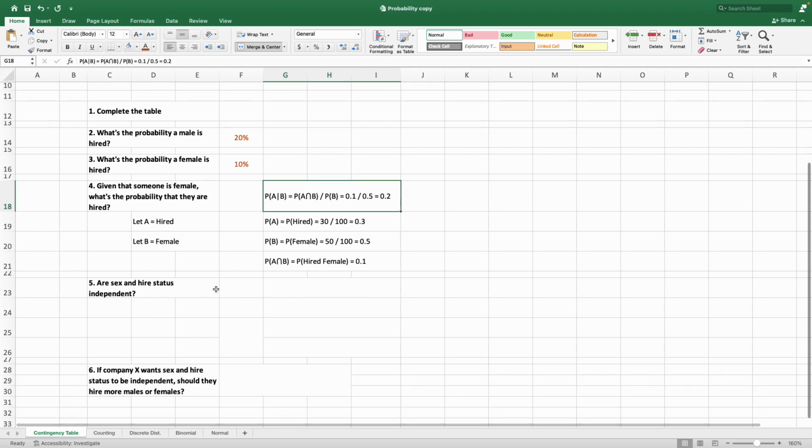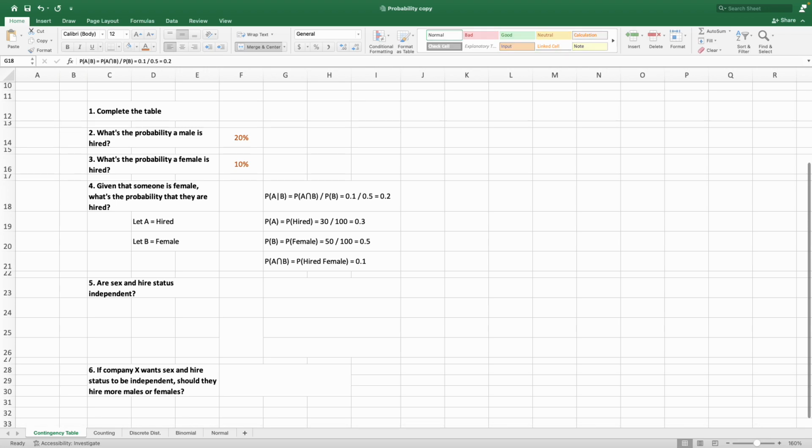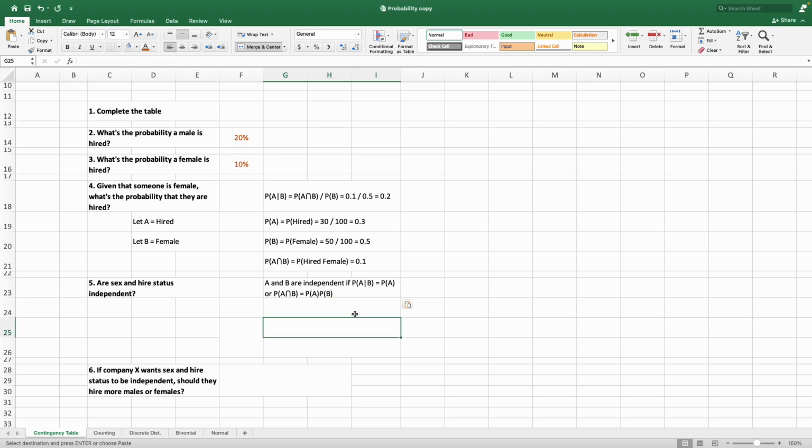Okay, so are sex and hire status independent? Let's recall that we have two different ways to determine independence. The first is if the probability of A given B is equal to the probability of A. And the second way is to see whether the probability of A and B is equal to the probability of A times the probability of B. So we'll do it both ways. Let's first find the probability of A times the probability of B, because that's the only piece we're missing.